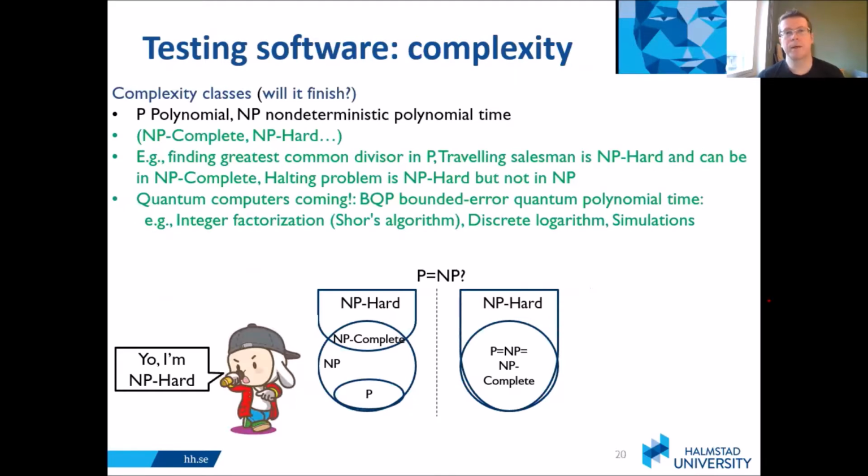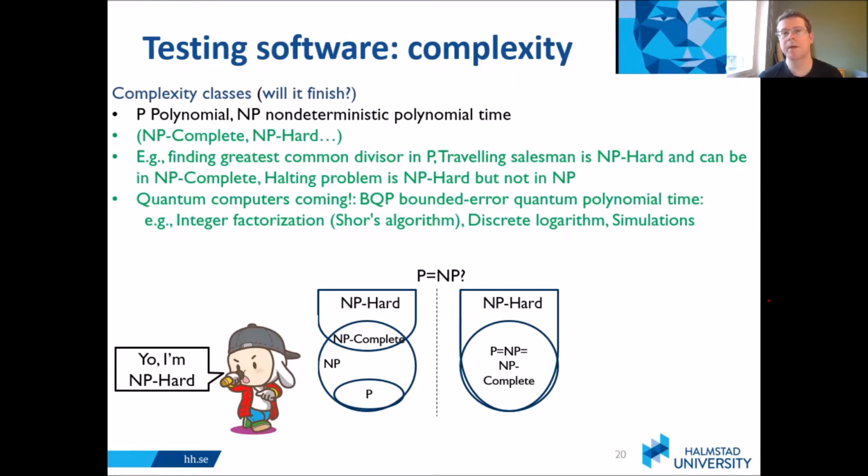Okay, testing software complexity classes. So will your algorithm actually finish? There are two classes that people often talk about, and I've included them here: P and NP. P is polynomial, NP is non-deterministic polynomial time.